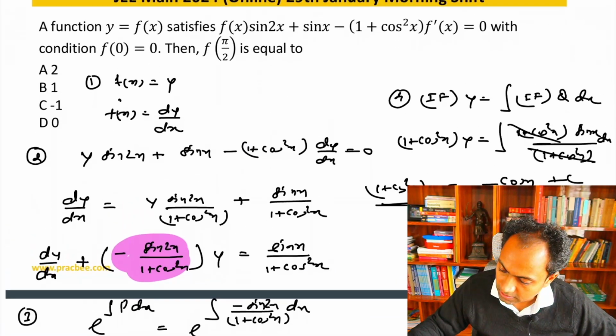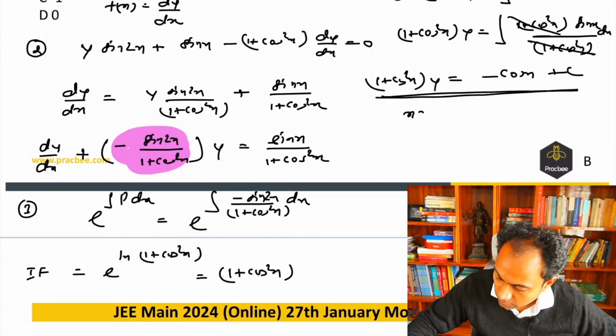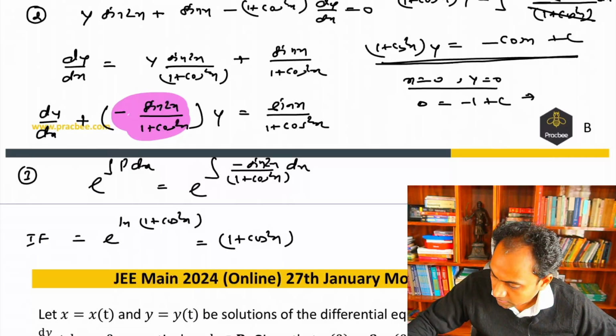Now, what does it say? The value at 0 is 0. So, if I put x equal to 0, y will also become 0. Let us see what happens if I do so. The left hand side will become 0. Right hand side will become minus 1 plus c. So, the value of c comes out to be 1.